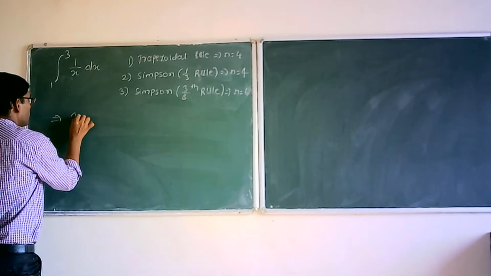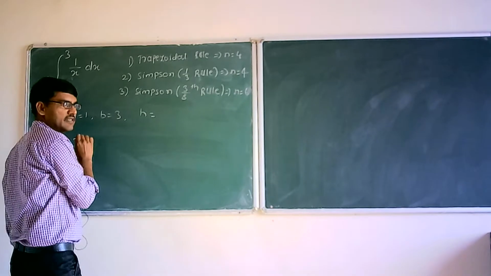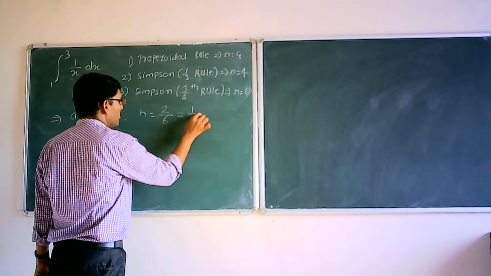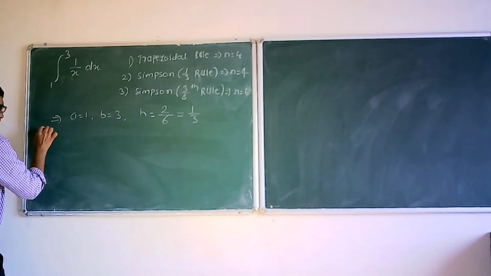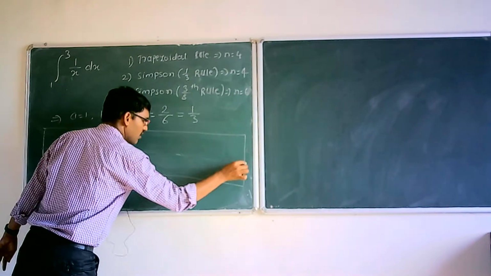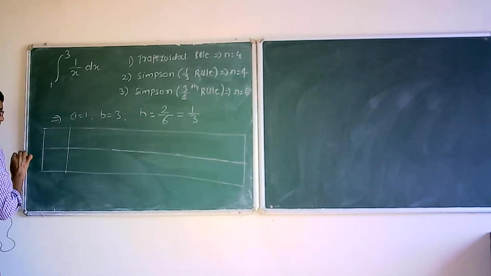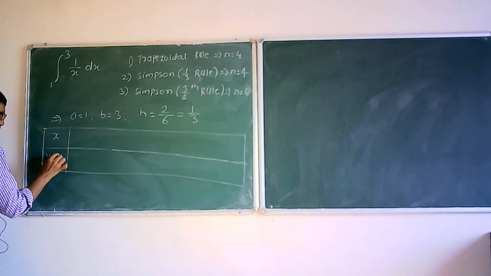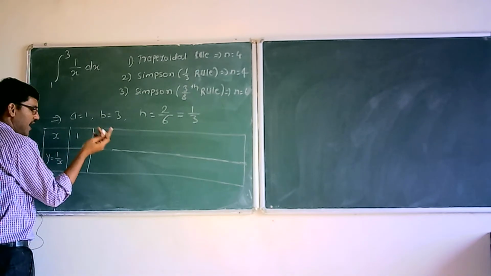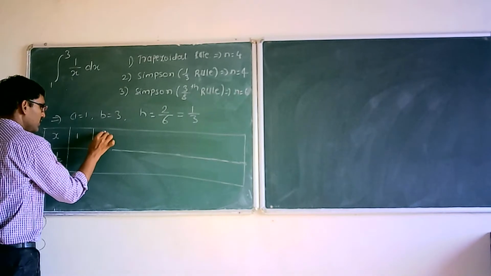So again a is equal to 1, b is equal to 3, h is equal to (b minus a) by n. So 3 minus 1 is 2, divided by n which is 6, so h is 1 by 3. So if you make a table, x and y is 1 by x. x is what? Start from a, that is 1, then add 1 by 3. So 1 plus 1 by 3 is 4 by 3.